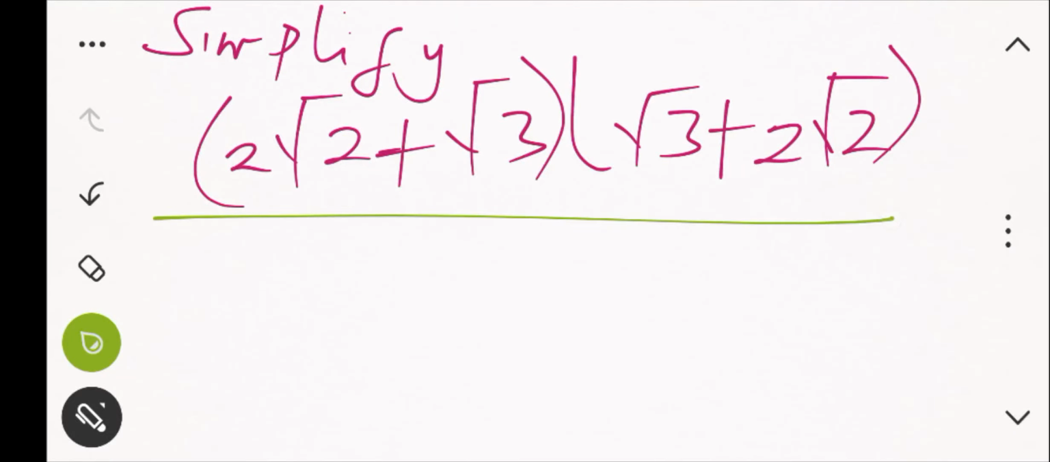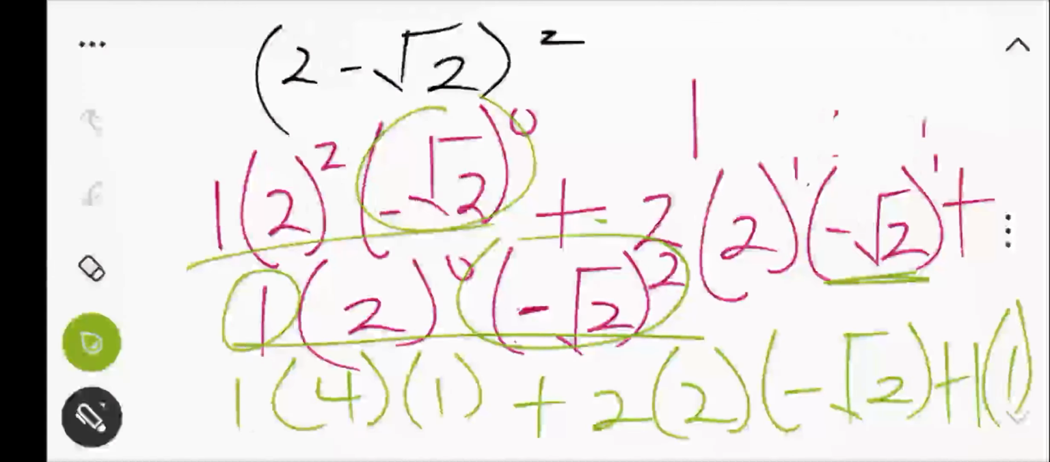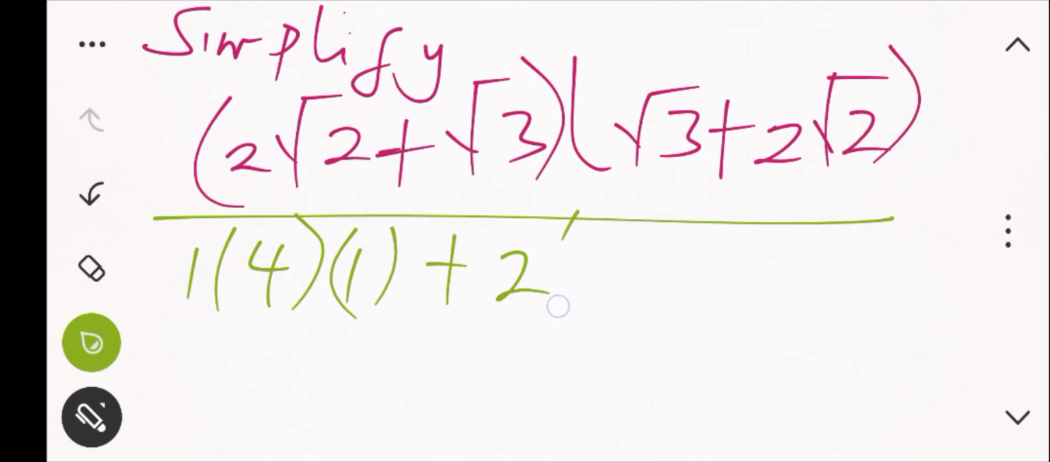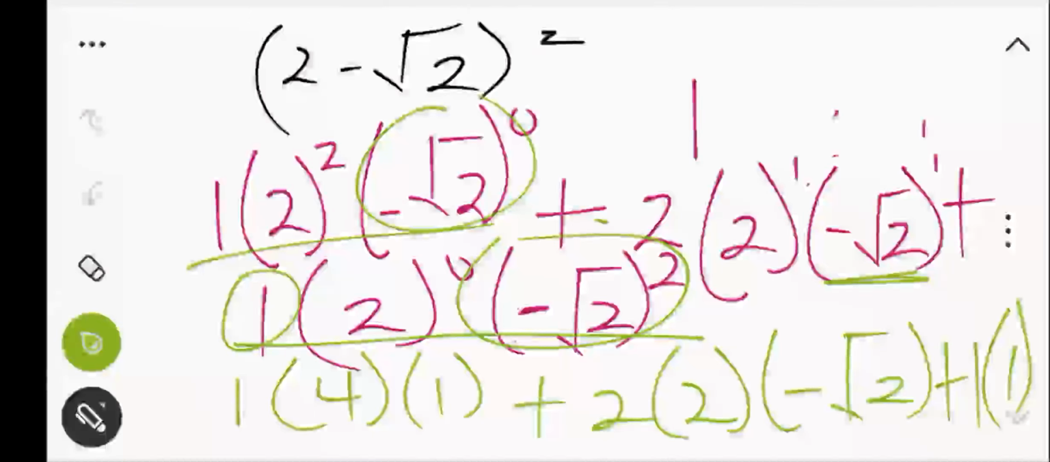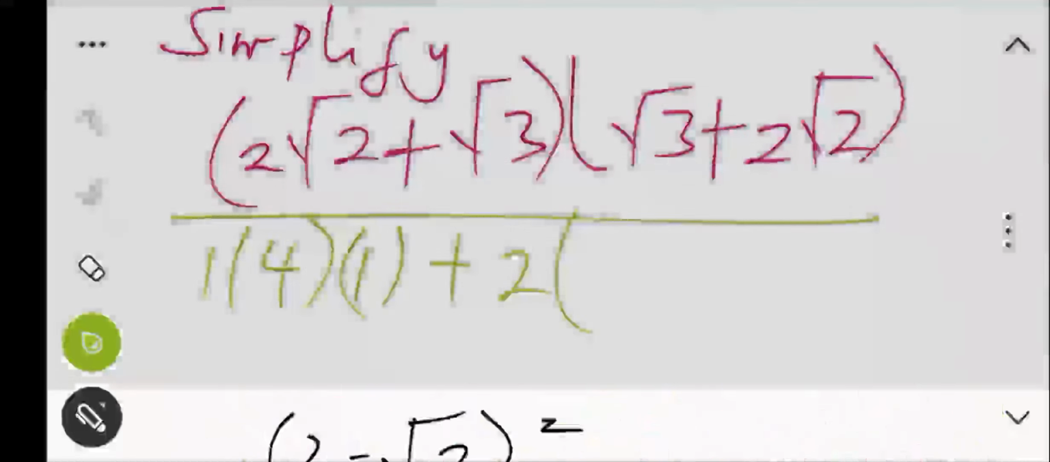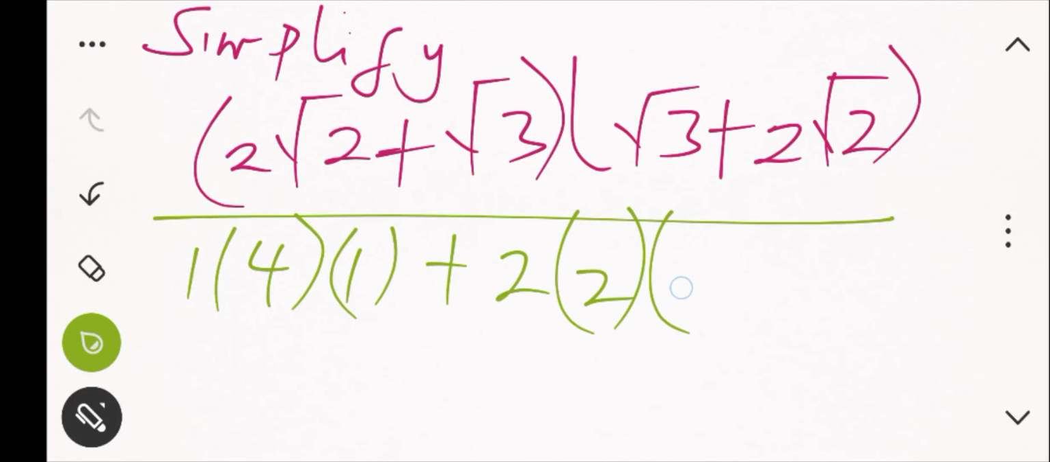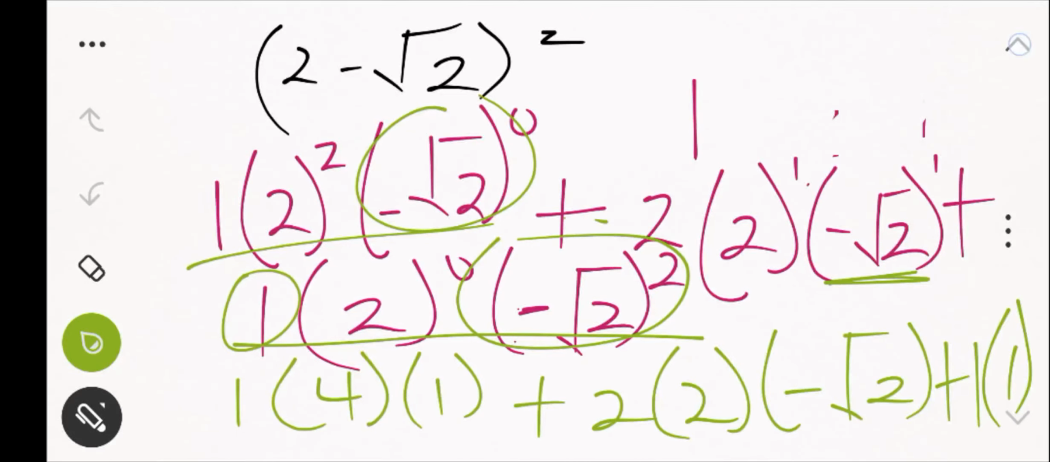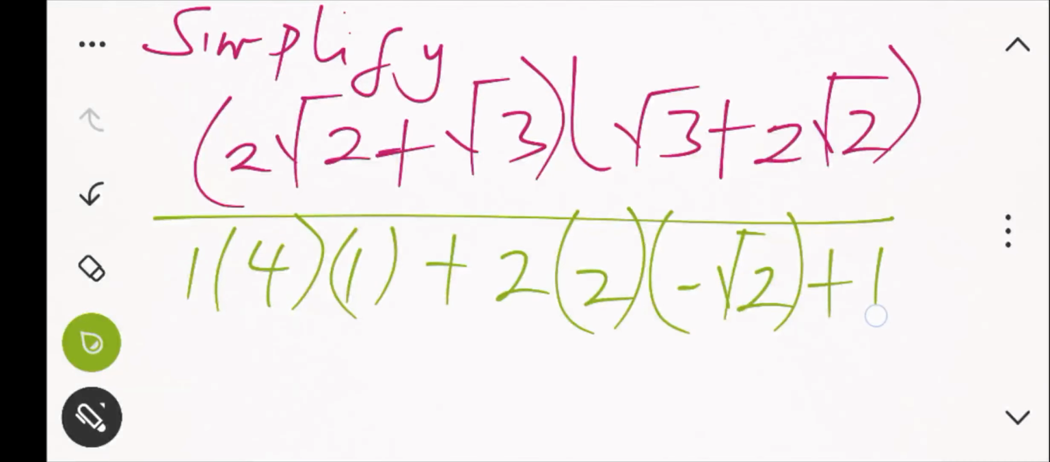This is the second question we'll be solving, but let me just copy what we have here so that we can continue. So we have 1, 4, 1, plus 2, 2, negative root 2. Then we have the next one, sorry, we have 1, 1. So we have plus 1, then 1.